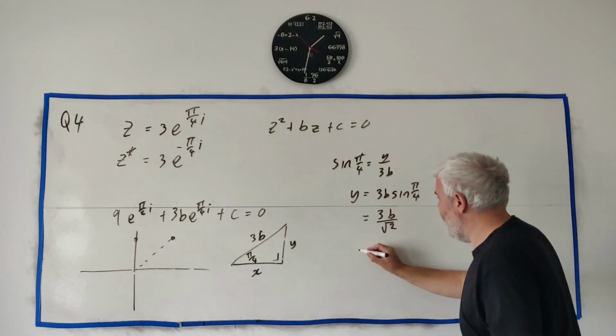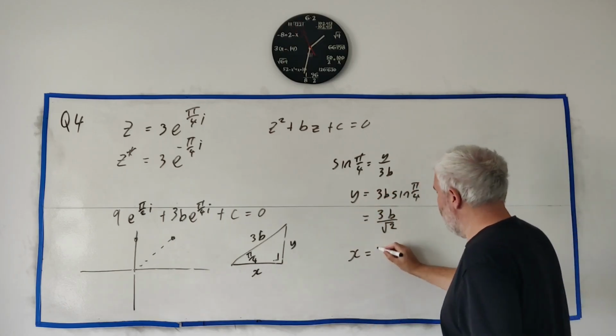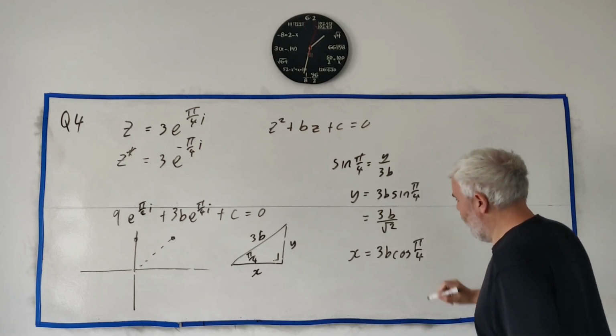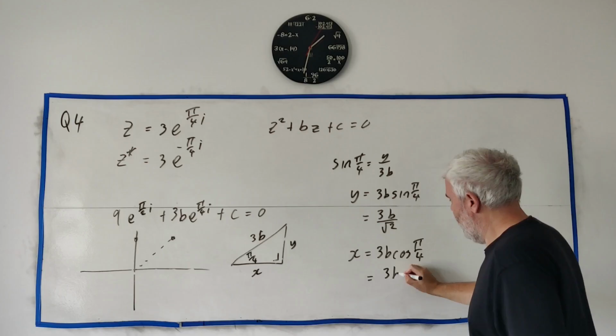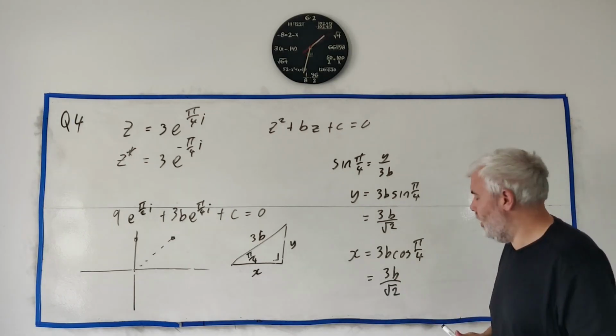To find x, you'd find x very similarly. Rearrange it, and you'd end up getting x is equal to 3b cosine pi over 4, and that would equal 3b over square root of 2. Let me point out the shortcut if you don't see it.